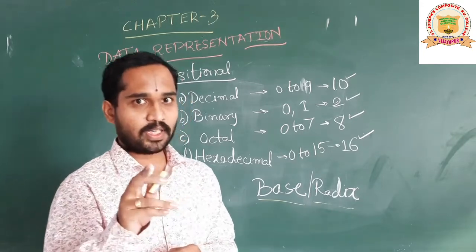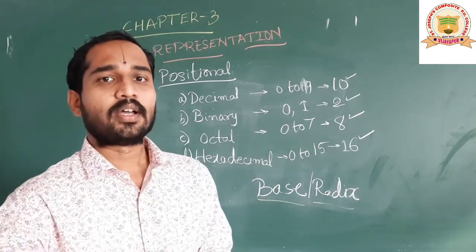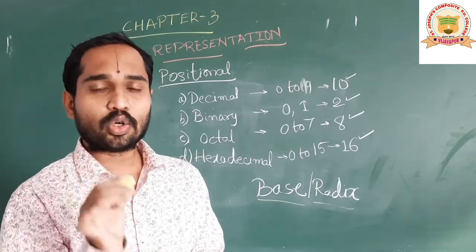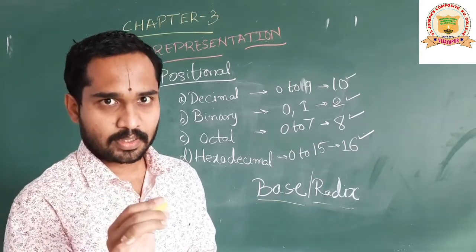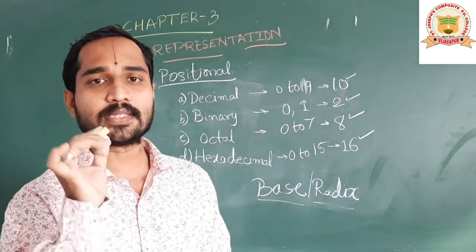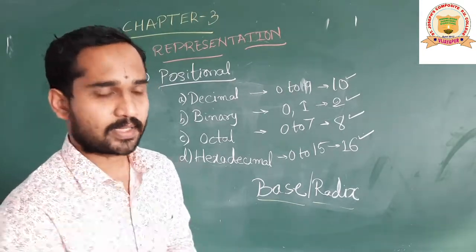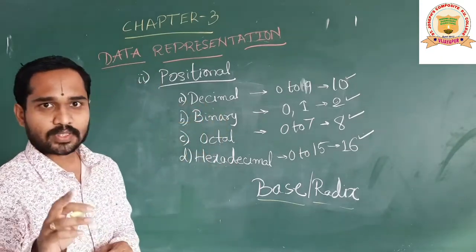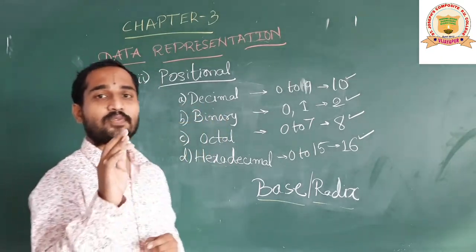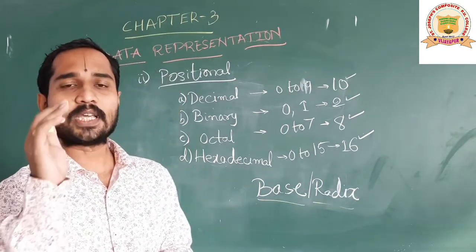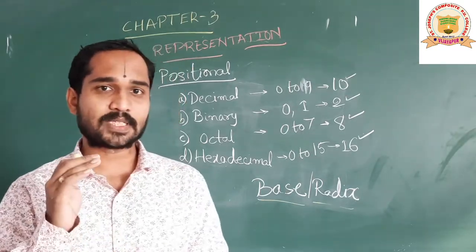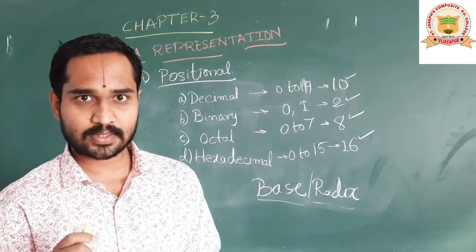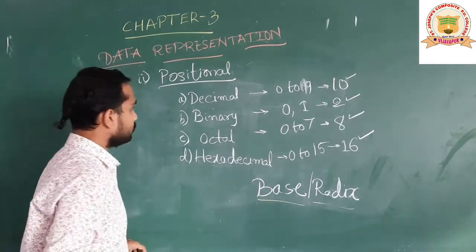See, pause the video and write it. Okay, the base, or the radix, is nothing but the total number of digits present in a specific number system. Okay, that is base. So when I ask what is the base for decimal, you have to say 10. What is the base for binary? 2. What is the base for octal? 8. What is the base for hexadecimal? 16. This is what we have to say. Understanding? Okay.